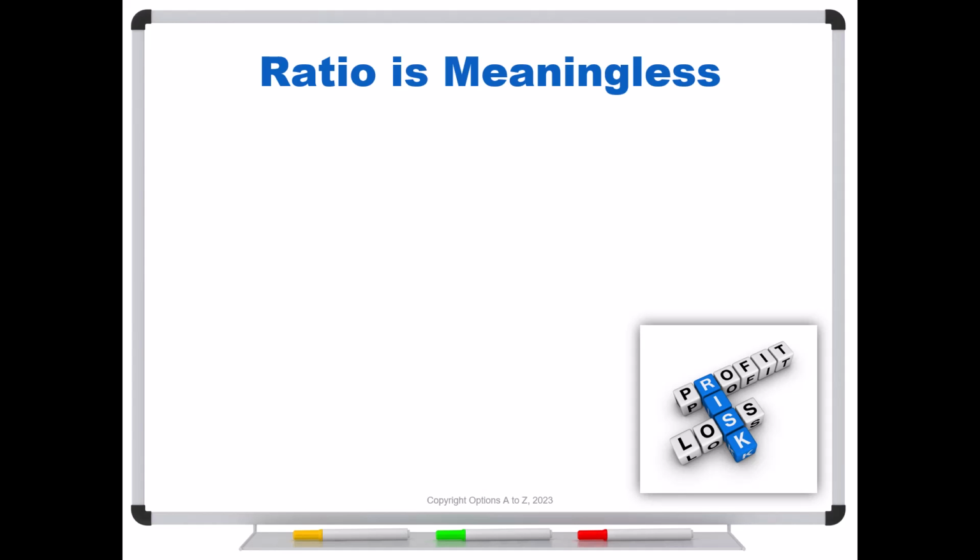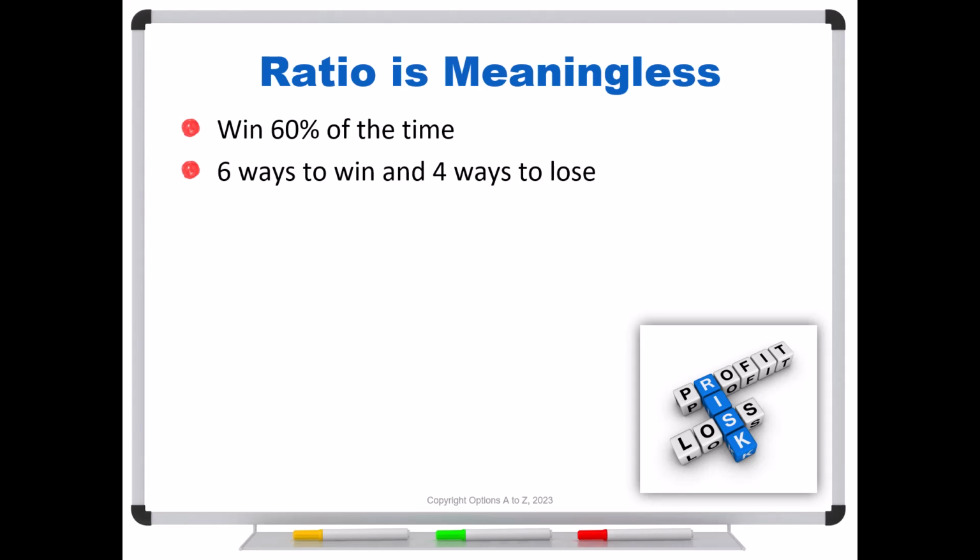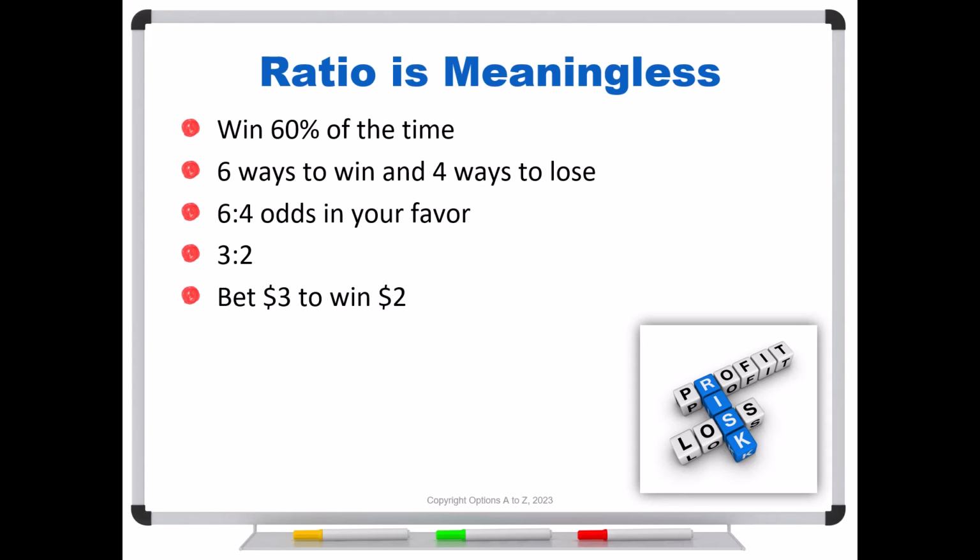And here's why. Let's just pick a number. Again, we'll use 60%. That's your goal. Well, what this means is that you have 6 ways to win and 4 ways to lose. Or for every 6 times you win, you have 4 times that you lose. And so mathematically, this means that you have 6 to 4 odds in your favor. And of course, we could reduce that to 3 to 2. And so what this means from a betting perspective, you would have to bet $3 to win 2.